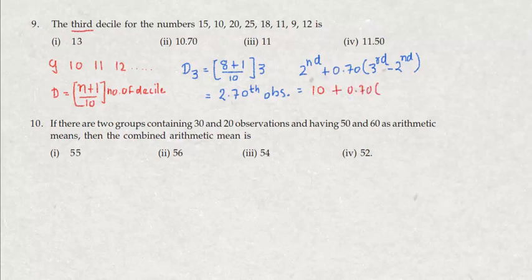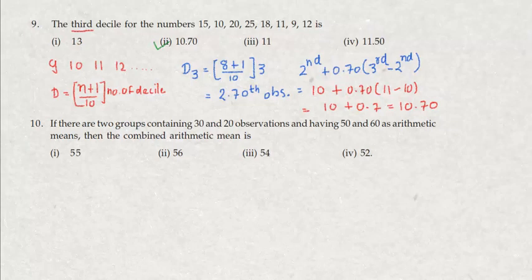The third observation here is 11. So 11 minus 10, so it is 0.7 only, because 0.7 into 1 is 0.7. So 10 plus 0.7 is equal to 10.7. So here in this case our answer is 10.7.